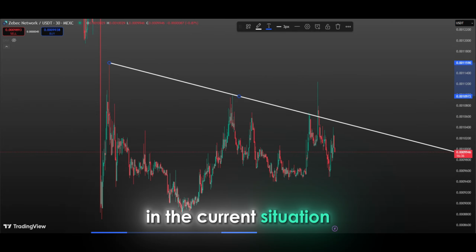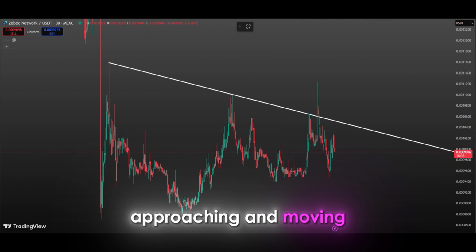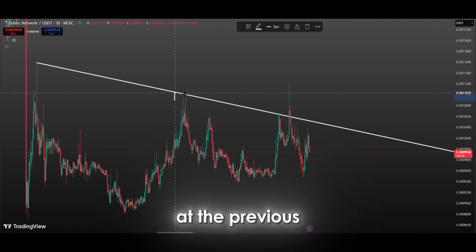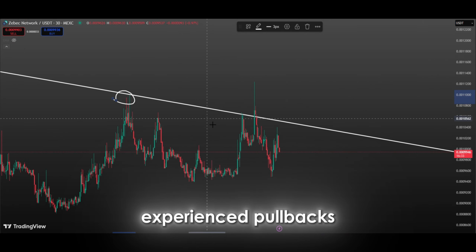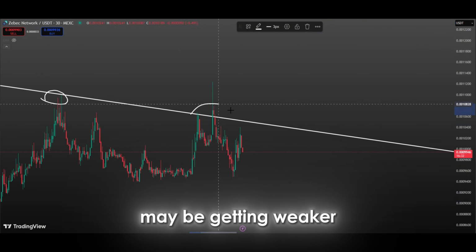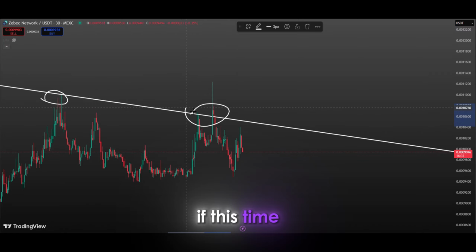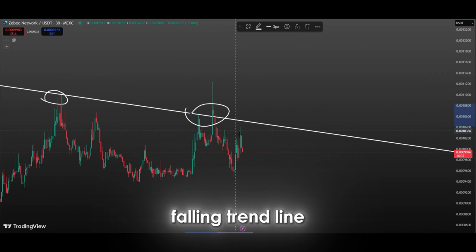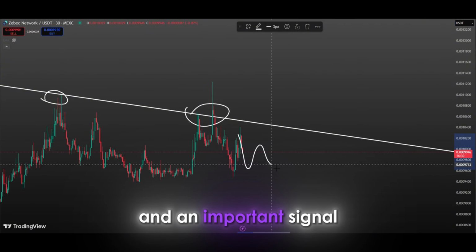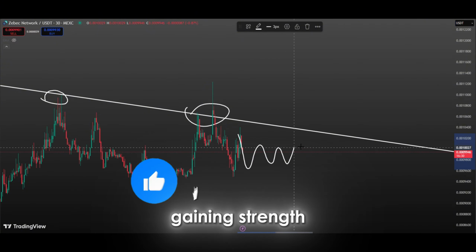In the current situation, we see that the price is once again approaching and moving towards this falling trend line. When we look at the previous touch points, we can see that each time the price was pressured here and experienced pullbacks. But with each contact, the strength of the trend line may be getting weaker and weaker. If this time the price manages to break the falling trend line to the upside, we could see a significant shift in the market and an important signal that buyers are gaining strength.